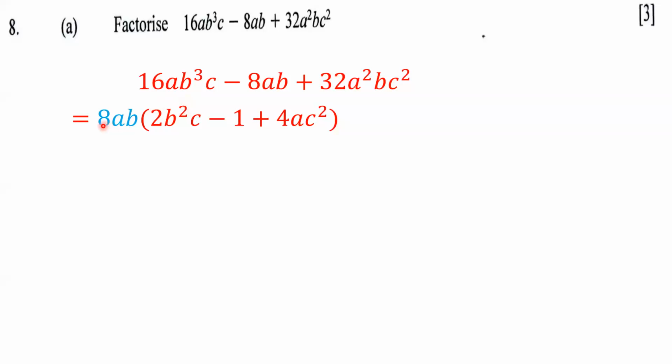Well, we know that 8 times 4 is 32, all right? And then we know a times a is a squared, right? And we have to insert the b here. And we have c squared. And so if we take 8ab and we multiply by 4ac squared, we get 32a squared bc squared. And so that means that we know our factorization is correct, because if we take the common factor and multiply it by these terms, we get our expression back again. Okay, let's move on to the next question.